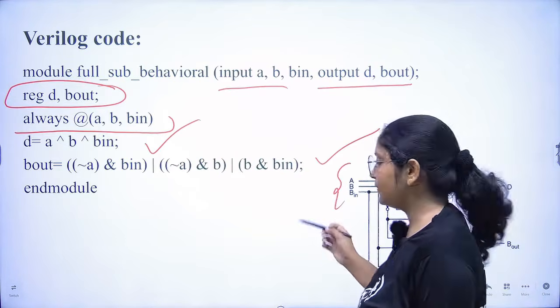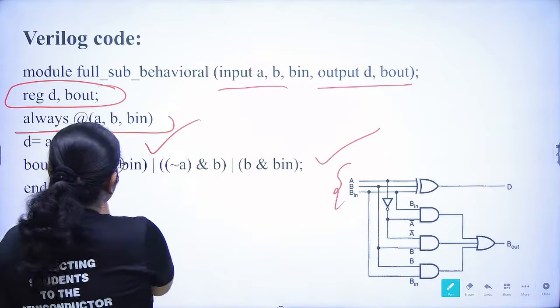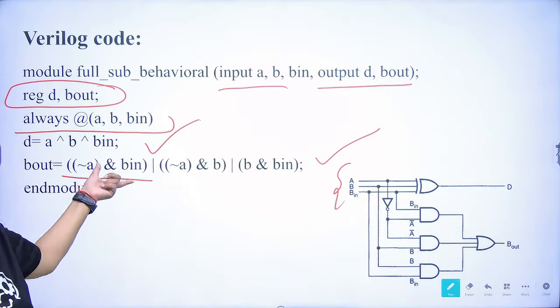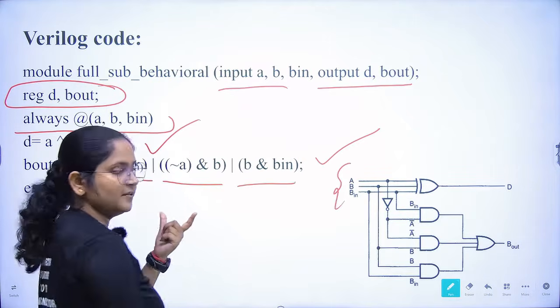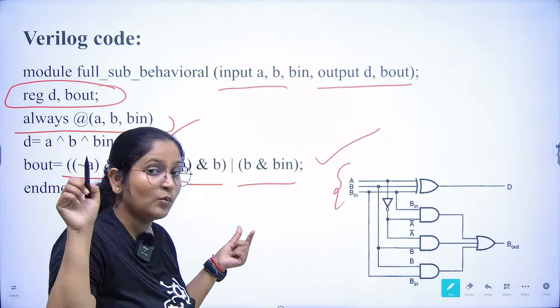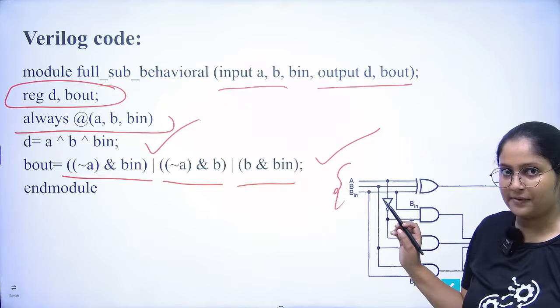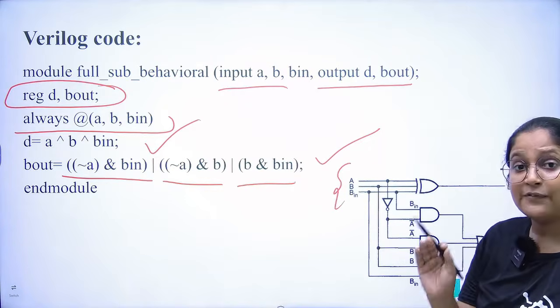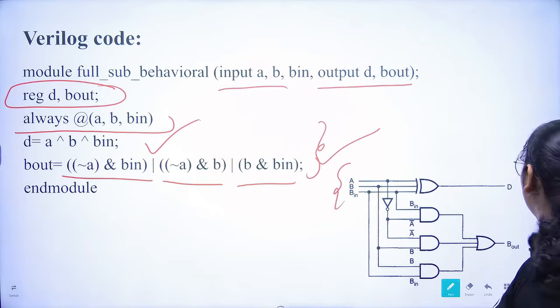You can see here from the expression: A complement B in, A complement B, and then B, B in. This is all equivalent to addition. I hope by far things are clear. Directly from the expression we are writing these two lines. Fine.